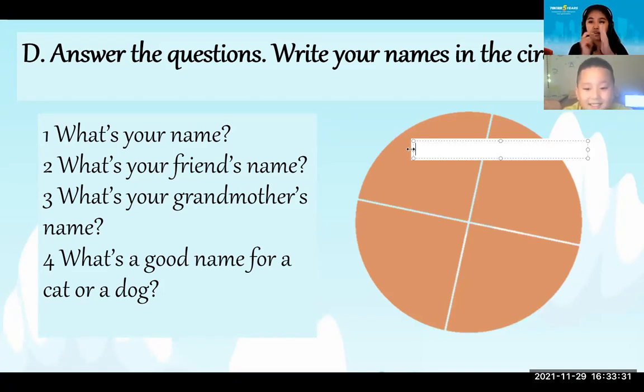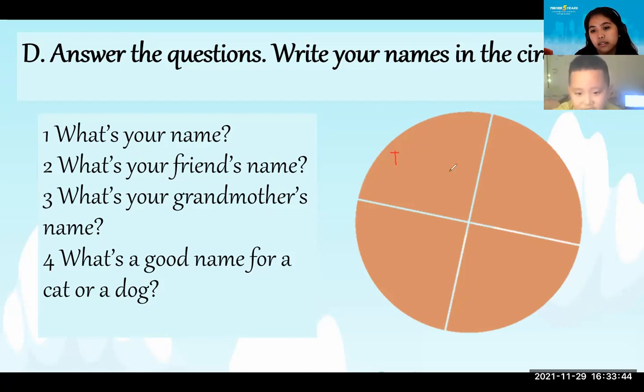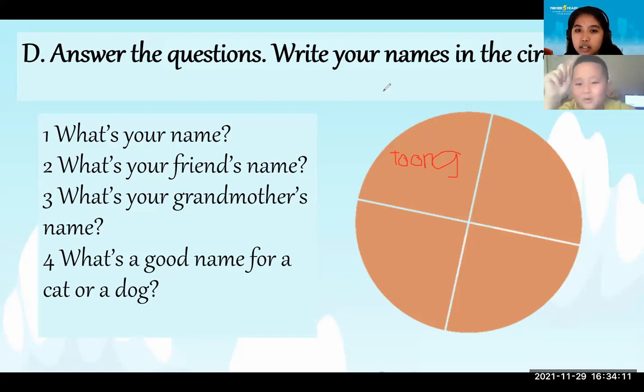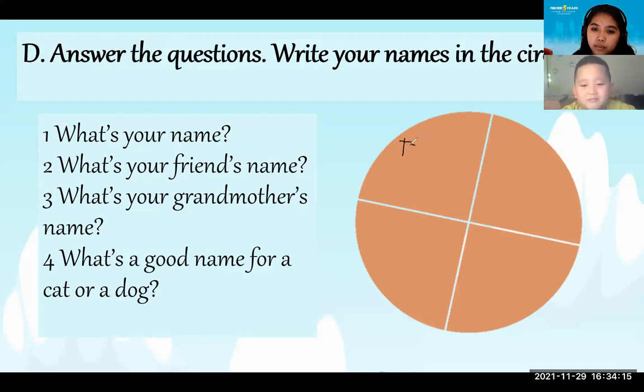Okay, so I don't know. You write, you write. You use your keyboard. No, no. Wait. I will give you your pen. Okay, T. N-G. This one? Again, again. Okay. What is your name? C-O-N-G. Ah, Tong. T-O-N-G. This one? Yes. Okay.